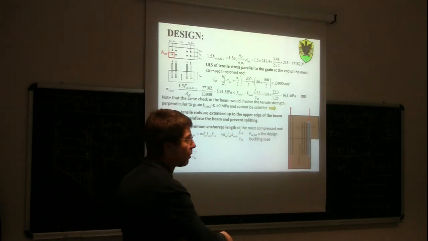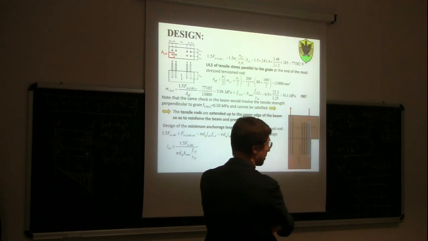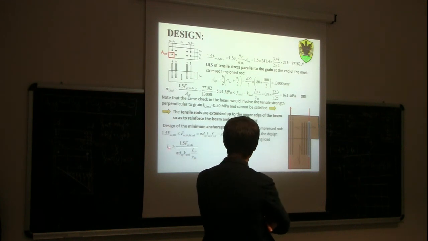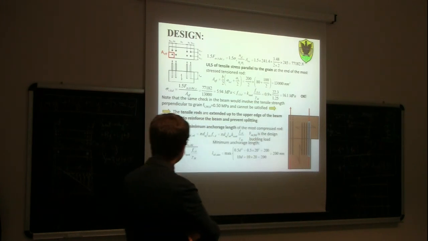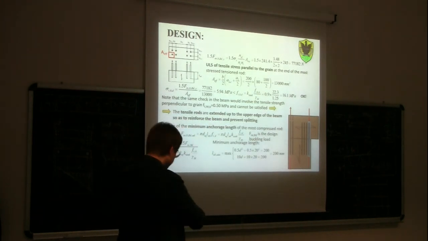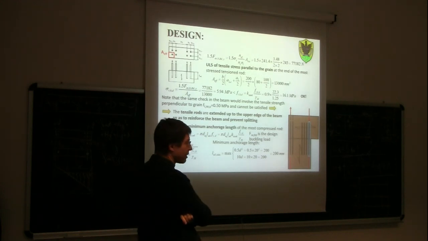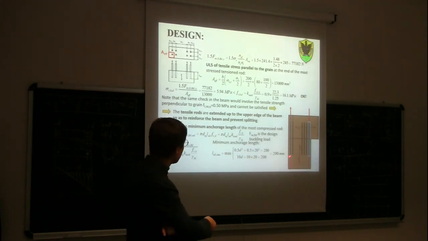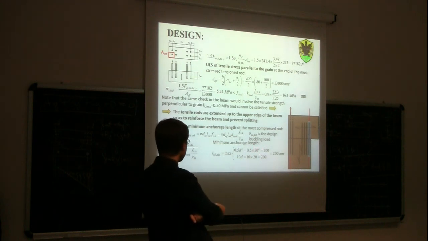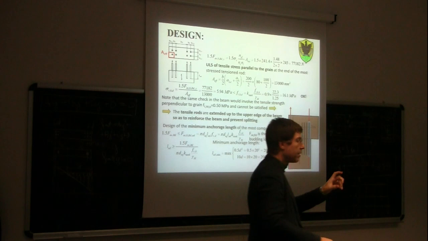So LAD is here the only unknown. So LAD shall be greater than or equal to 1.5 FAX per RD divided by this quantity. We have to remember that by regulation we have a minimum anchorage length, which is the max between 0.5 times D, where D is the diameter of the rod, 20 millimeters, and 10 times D, which is 200. So the minimum bond length is 200 millimeters.